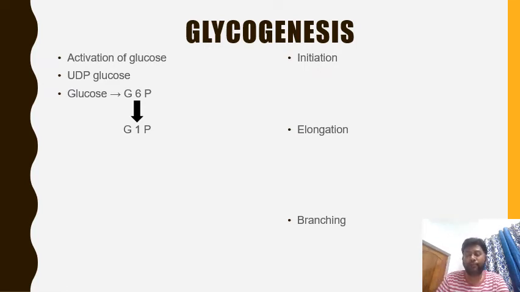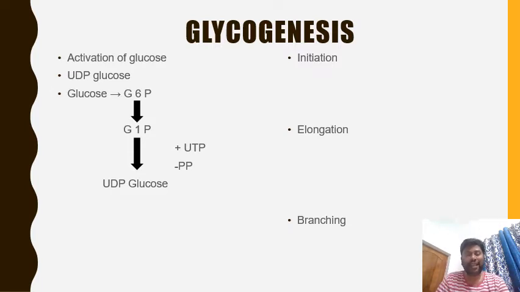Now this glucose 1-phosphate in turn will react with UTP. During this reaction, one phosphate from glucose 1-phosphate and one phosphate from UTP will be removed as pyrophosphate. When you remove one phosphate from glucose 1-phosphate, it will be converted to glucose. Similarly, when you remove one phosphate from UTP, triphosphate, it will be converted to UDP, diphosphate. Now this glucose and UDP will join together to form UDP glucose. Okay, so this is how UDP glucose formation, or the activation of glucose, takes place.